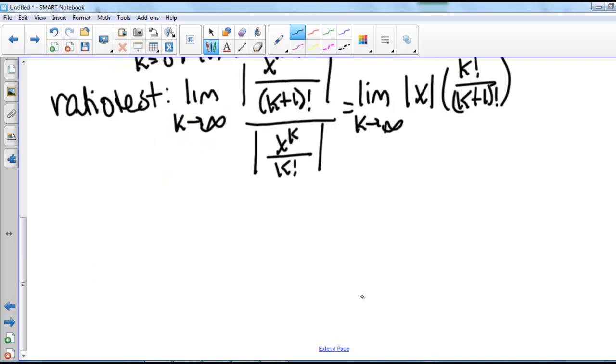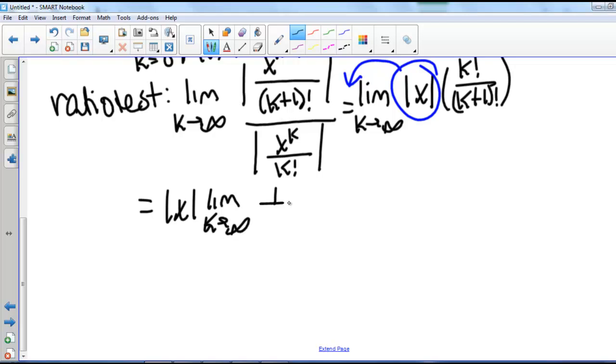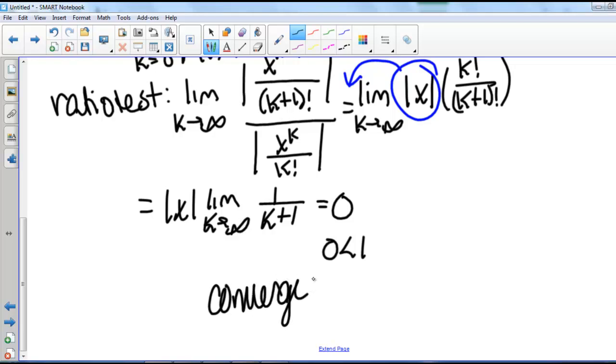and k factorial divided by k plus 1 factorial is just 1 divided by k plus 1, and this absolute value of x can be moved out in front of the limit, so we get the absolute value of x times the limit as k goes to infinity of 1 divided by k plus 1. That limit is going to be 0, so we get 0. So since 0 is less than 1, by the ratio test our series converges for all x.